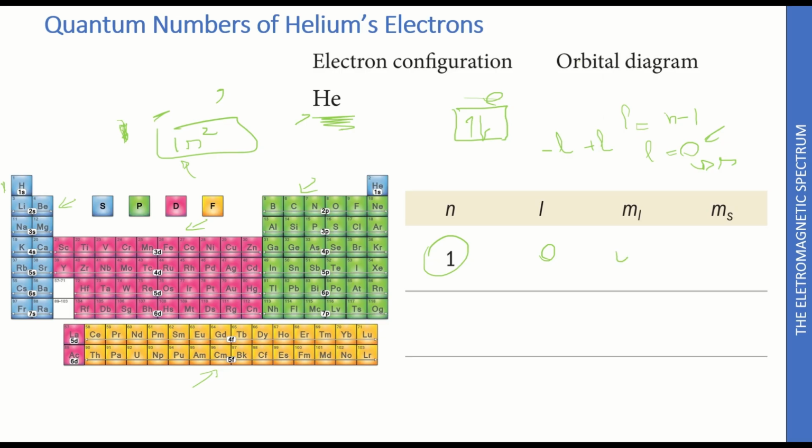So ML is 0. MS, so up, first electron, positive half. Then we go to the second electron. So we're going to have the same level, same sublevel, same ML, but different spin. Okay? Easy. Good.